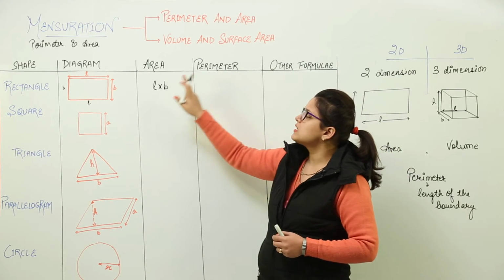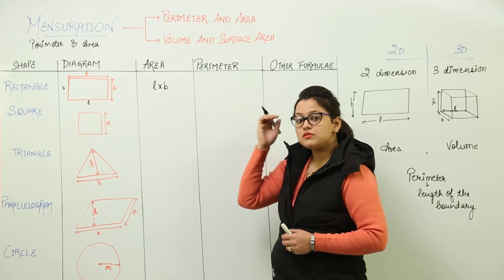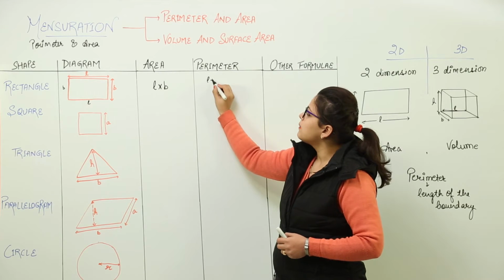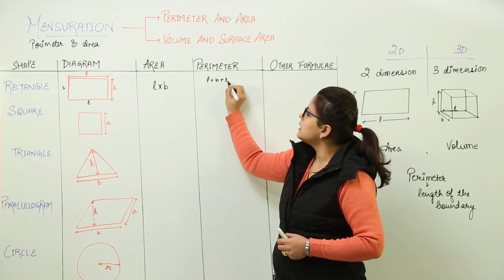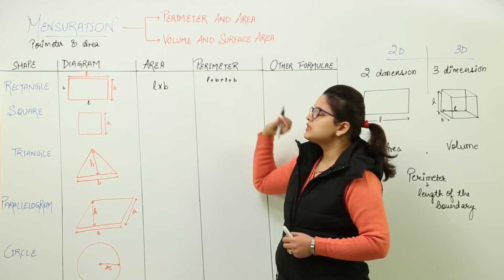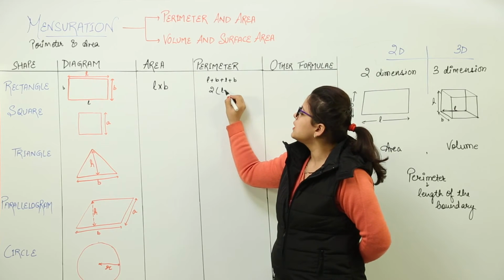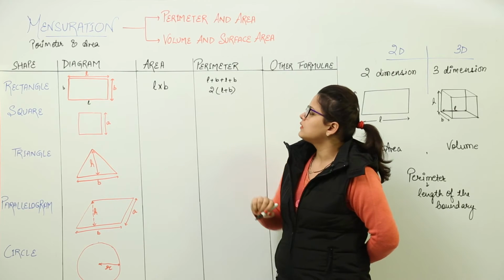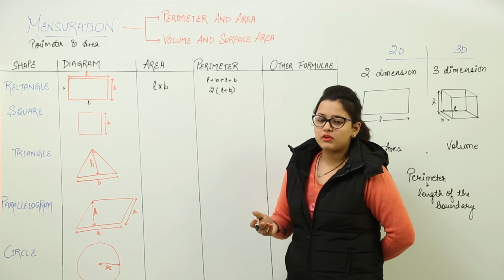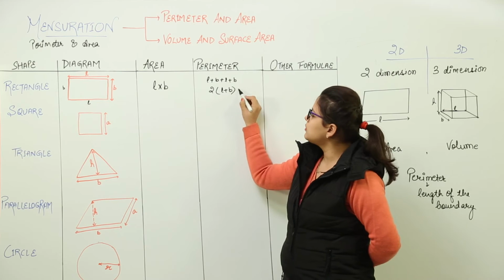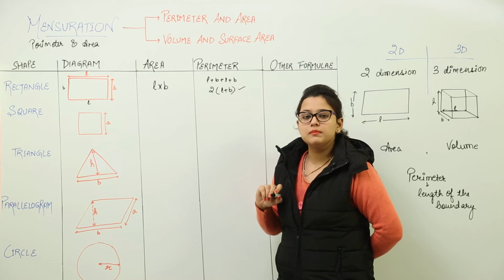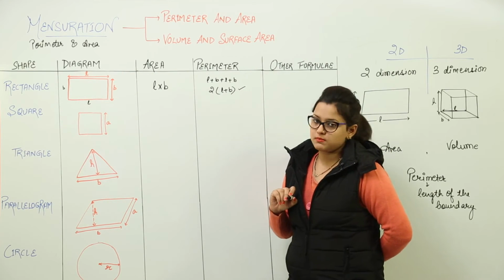Similarly, as I discussed, its perimeter would be equal to L plus B plus L plus B. Either you do it this way, or we have a direct formula for this, that is 2 into (L plus B). You can use it any way you want, but the direct formula prescribed for the rectangle perimeter is 2 into (L plus B).